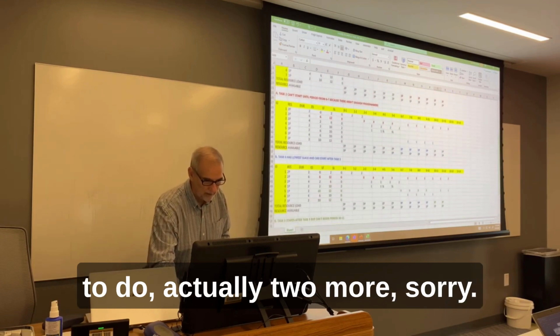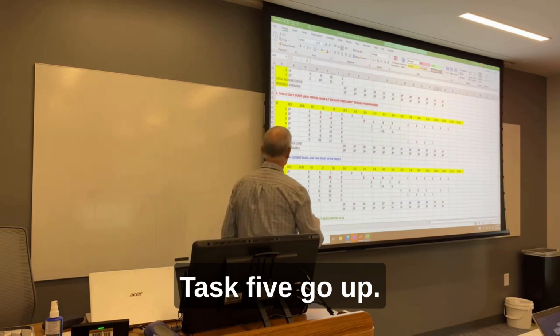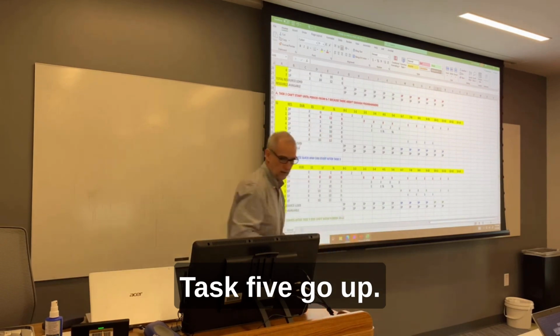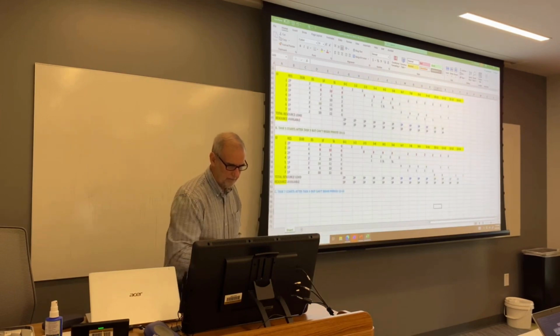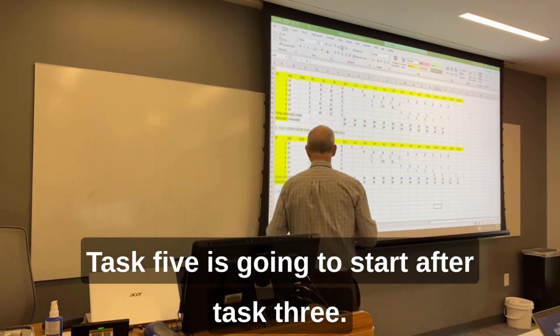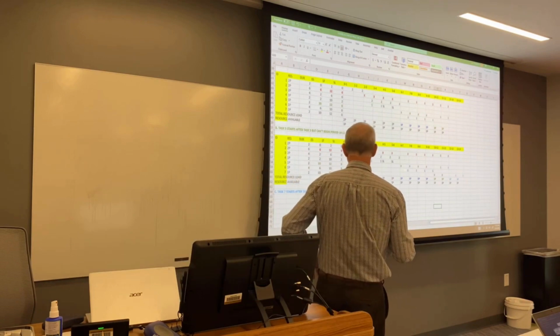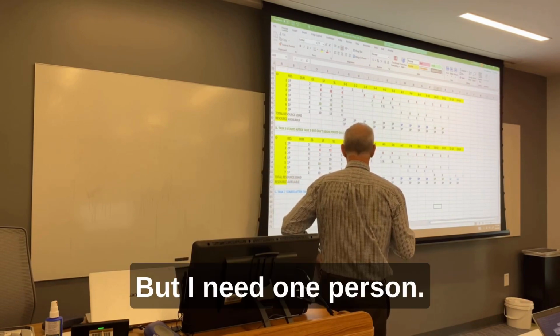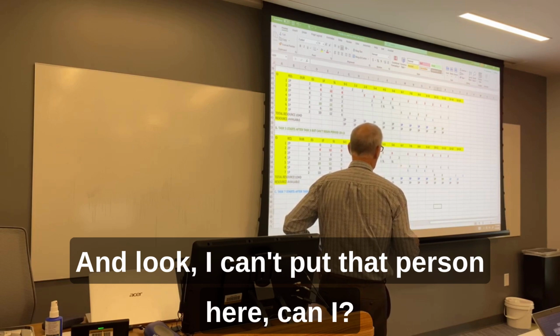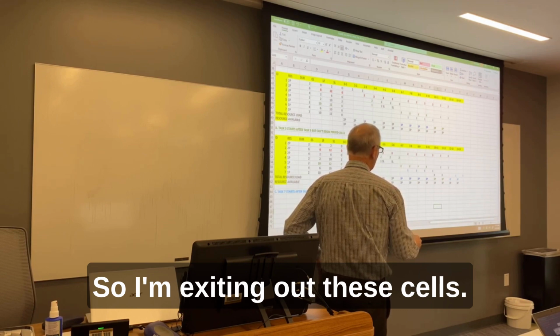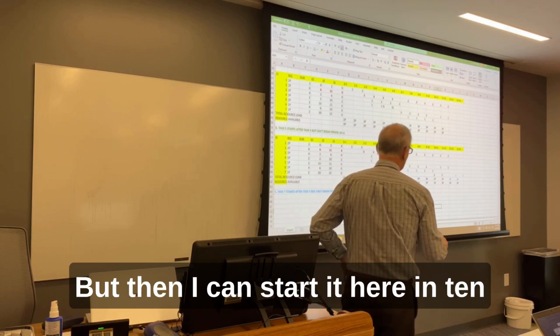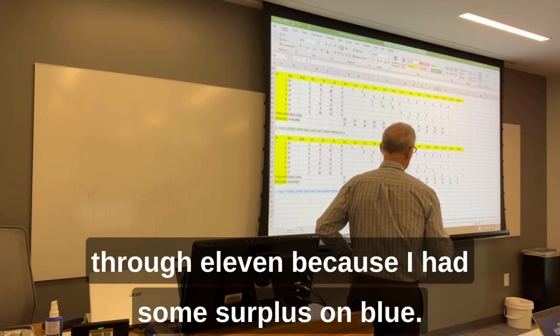And there's one more that we have to do. Actually, 2 more, sorry. Okay, task 5. Task 5 is going to start after task 3. But I need one person, and look, I can't put that person here, can I? Because I already have 2 and 1. So I'm Xing out these cells, but then I can start it here in 10 through 11 because I had some surplus.